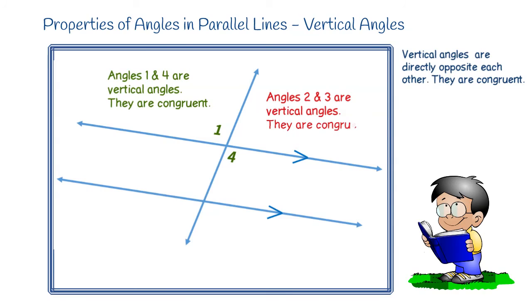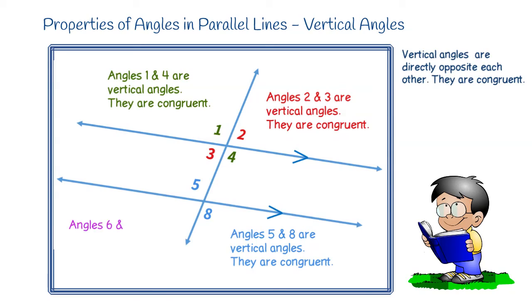Angles 2 and 3 are vertical angles. They are congruent. They have the same measures. Angles 5 and 8 are vertical angles. They are congruent. They have the same measures. Angles 6 and 7 are vertical angles. They are congruent. They have the same measures.